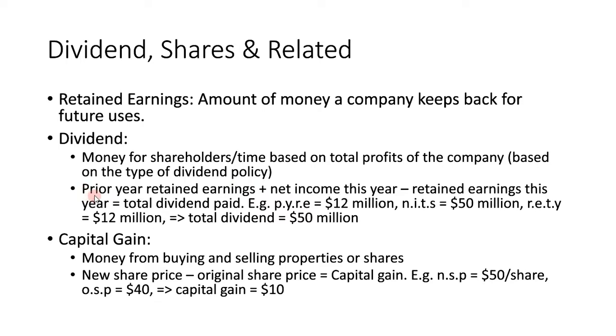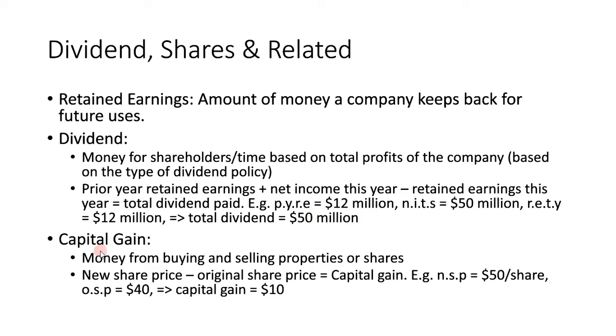Okay, so the calculation for this is you take the prior year retained earnings, plus net income this year. Retained earnings is above here. So last year, you keep back this much. Let's say, for example, here is $12 million. Then you add the income this year, which is going to be $15 million, and you subtract the retained earnings this year. So you keep back this amount of money, $12 million again. So the total dividend that will be paid out is going to be $50 million.